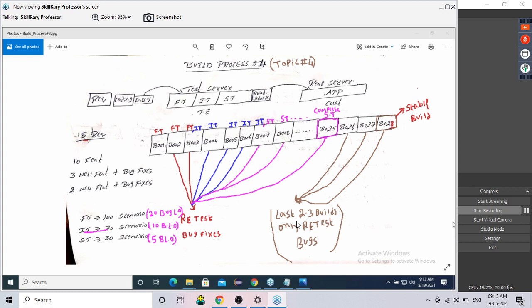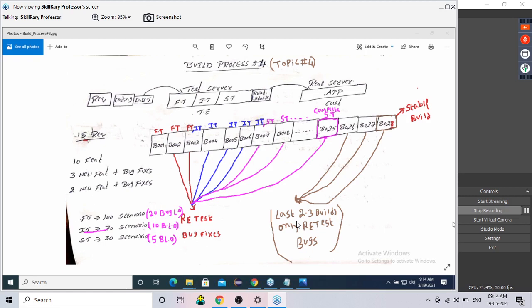Instead of that, I'll give you one final definition. Everyone write. If they ask anyone, what is a build? You don't have to talk about the build process diagram, respin, and so on, but just one simple line I'll give you. Write the final definition of the build.